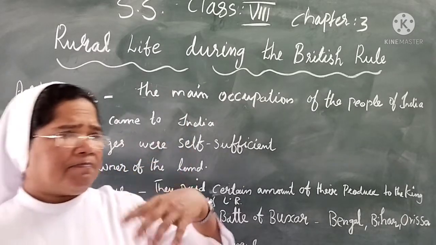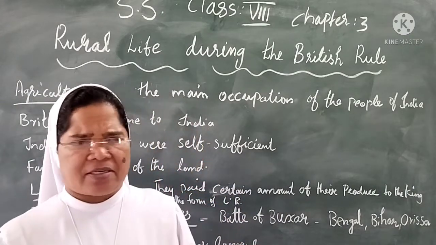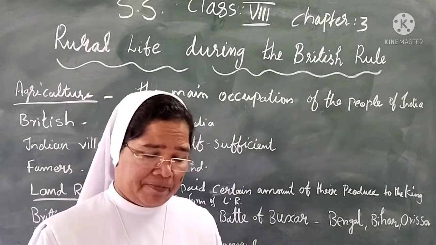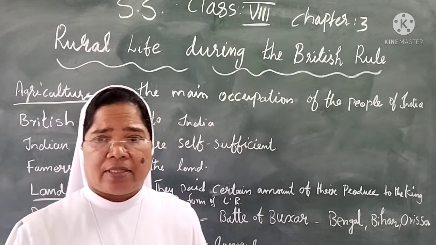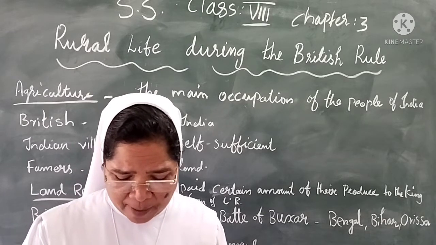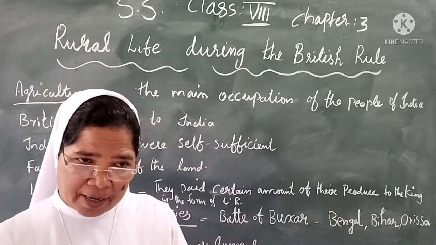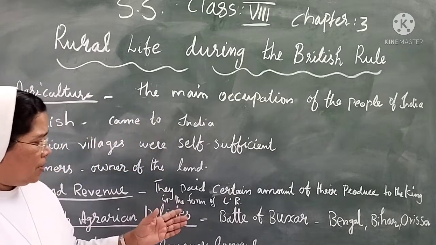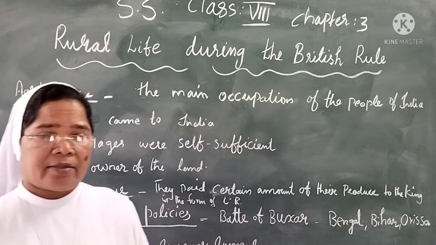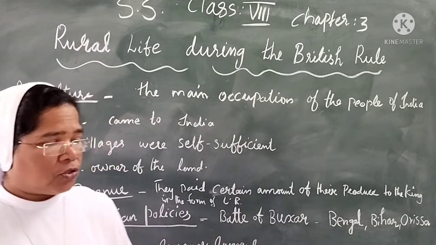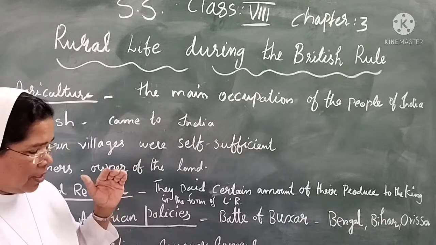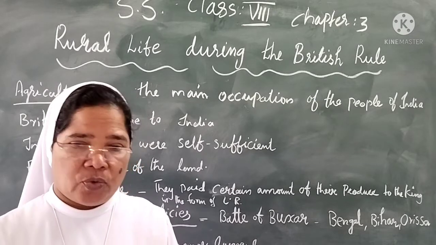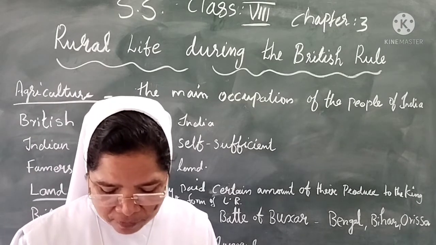After the British came, they changed some rules and regulations of the land revenue because they needed more money. They appointed some agents to collect the money from the landowners, who were the farmers. So they appointed agencies to collect the money from the villages.